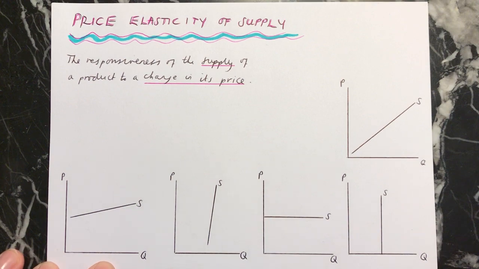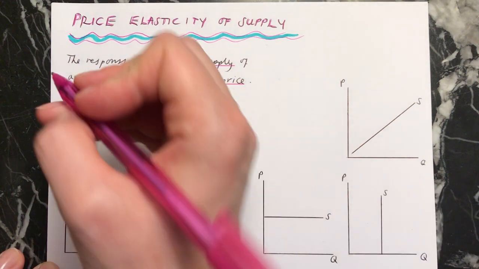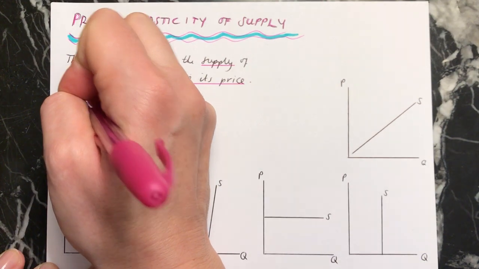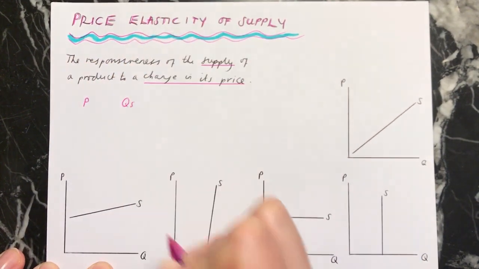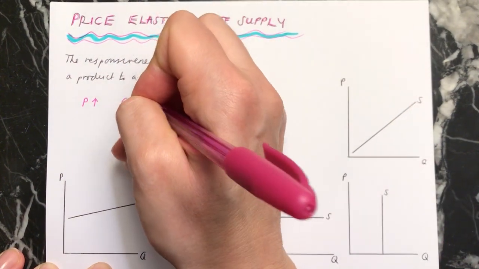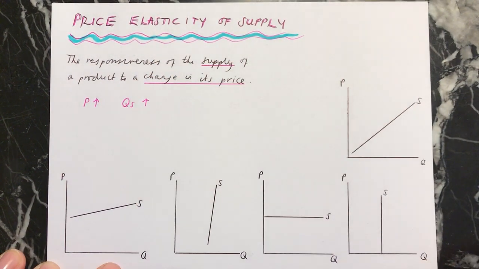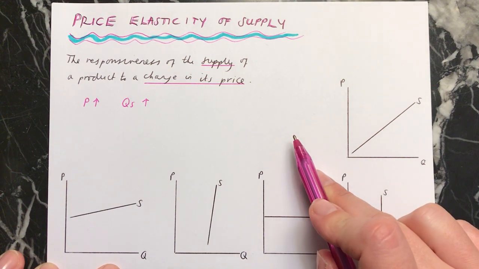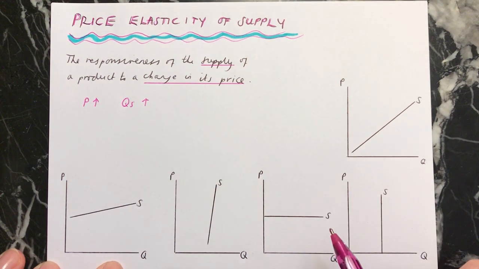Because we know that the simple correlation between price and the quantity supplied is that if the price goes up, businesses will want to supply more. But this helps us look at how much more are they able to supply, because they'll want to supply more, but is that possible? Can they supply as much more as they want to?